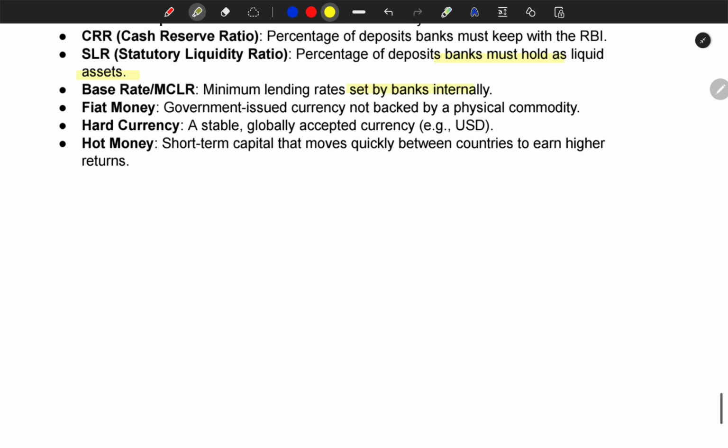Fiat money: government-issued currency not backed by a physical commodity. Hard currency: stable, globally accepted currency, example USD, the US dollar. Hot money: short-term capital that moves quickly between countries to earn higher returns.